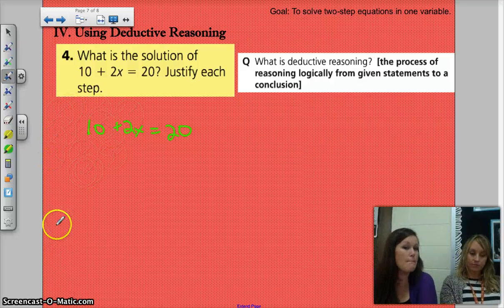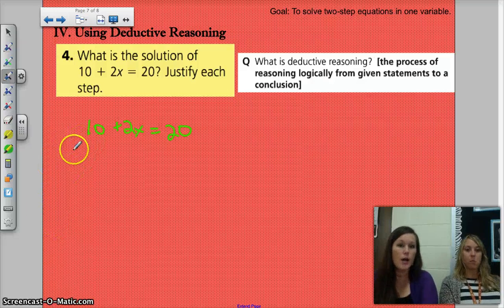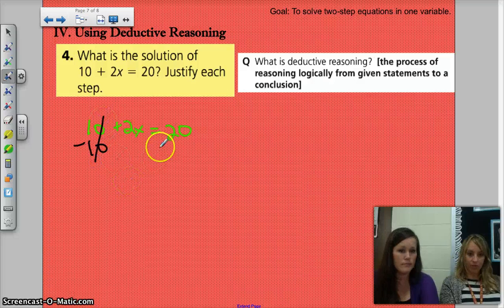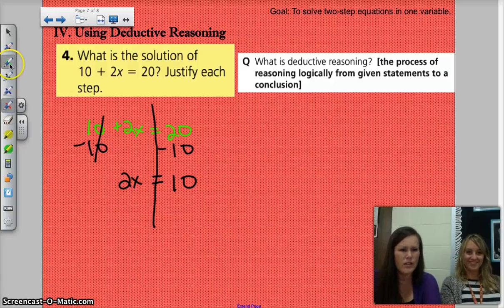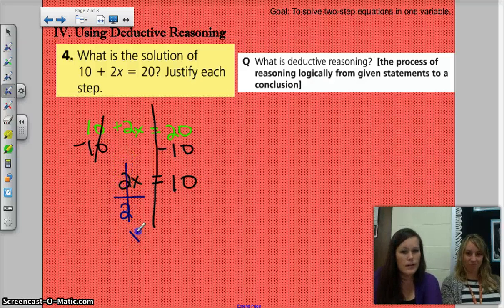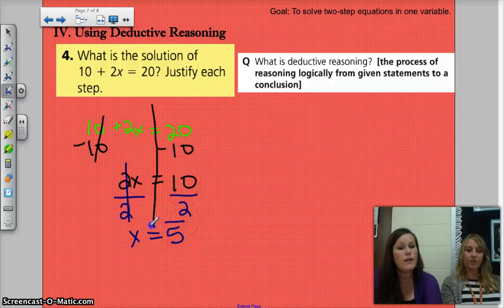So this is a positive 10. The opposite of 10 is negative 10, or subtract 10. Do the same thing here. Again, draw that line if you need to. Bring down the 2x equals 10. Undo multiplication. Left with x equals, do the same on this side, x equals 5. Perfect. Box around it, no need for a label.